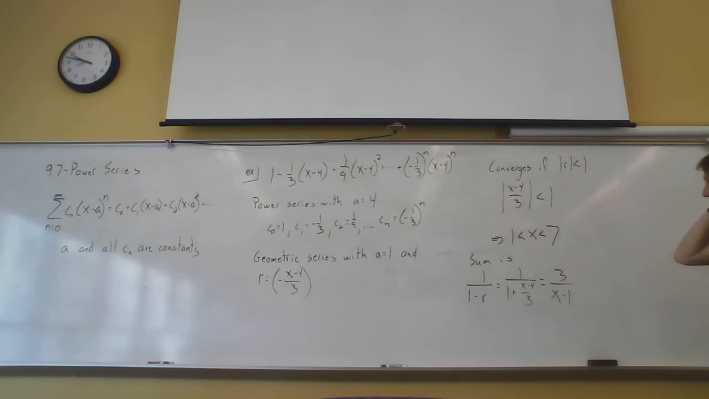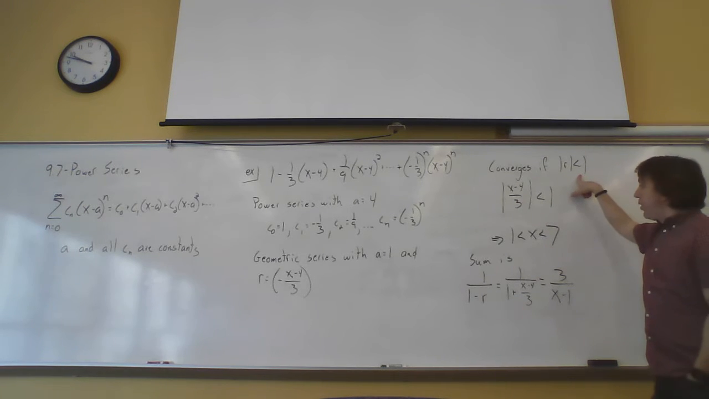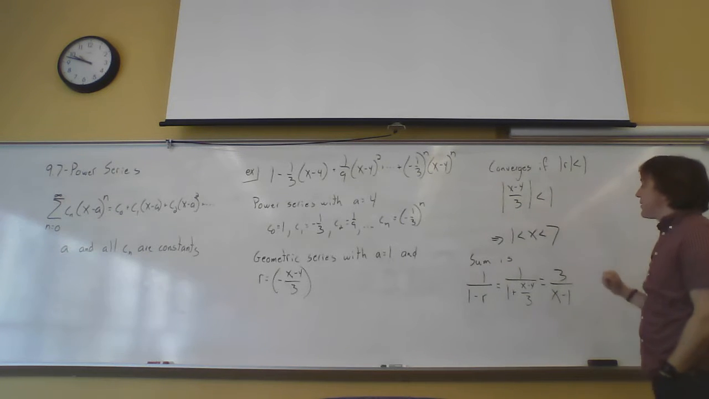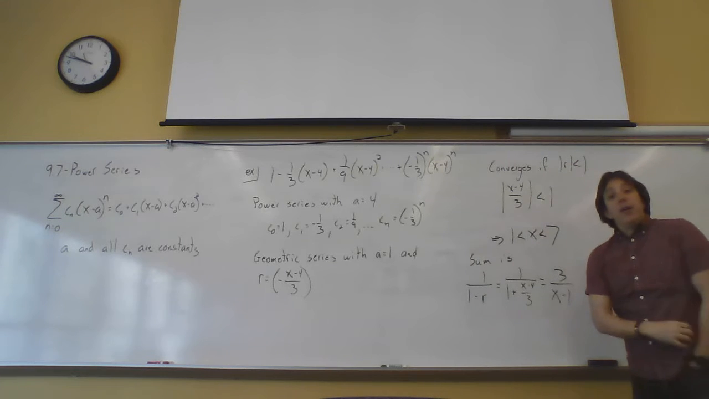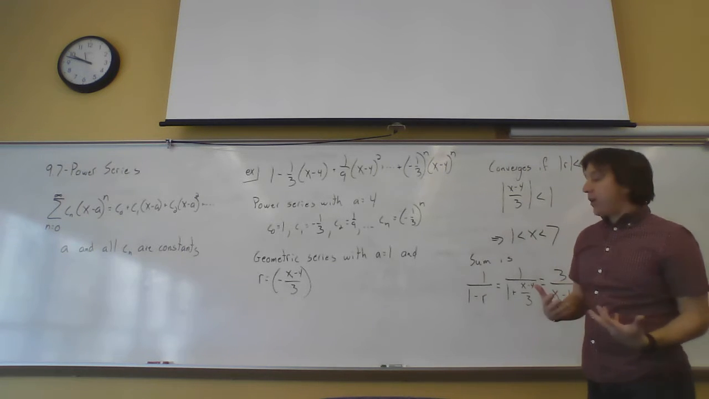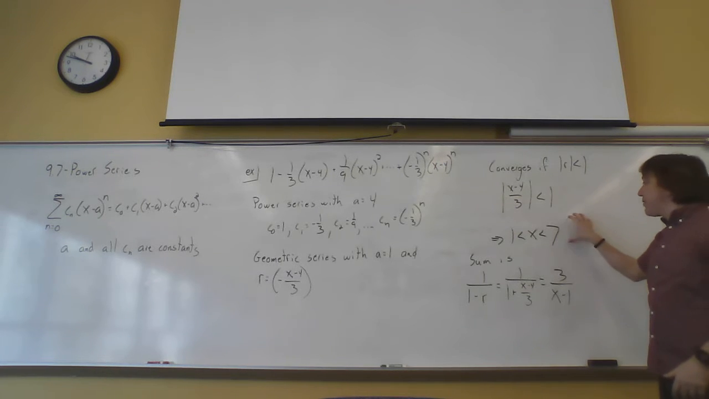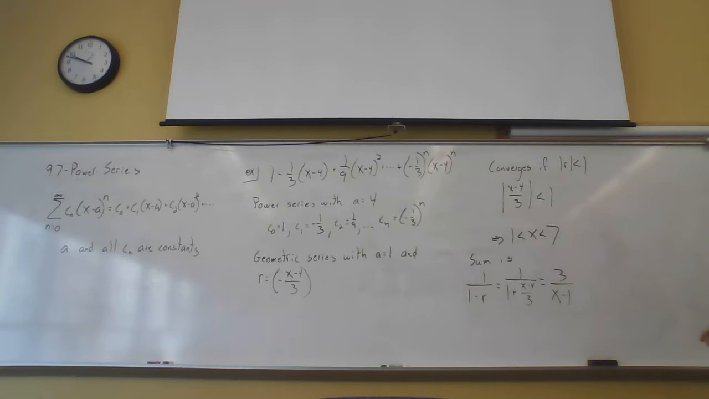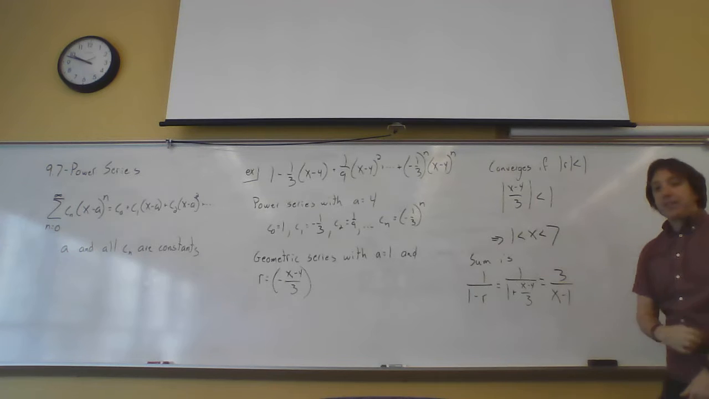What's nice is we know a lot about geometric series. We know that they converge when the absolute value of r is less than 1. So this one converges if the absolute value of (x minus 4) over 3 is less than 1, which means it converges when x is between 1 and 7. Notice it's centered very nicely at 4 with 3 units on either side. And so we have what's called a radius of convergence.